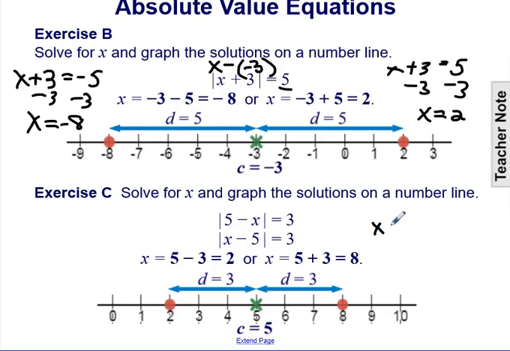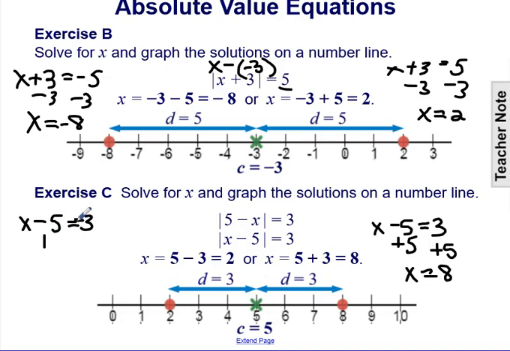Algebraically, if I have x minus 5 equals 3 and I add 5 to both sides, it brings me to the first solution of 8. And if I have x minus 5 equals negative 3, we did 3 on the right, now we're on the left, and I add 5, it brings me to the other solution of 2. So algebraically, or on the number line, there's your two solutions. Two different ways of thinking about it.